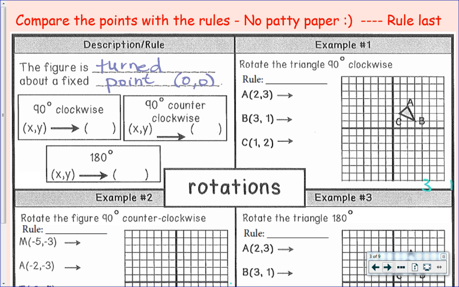Notice for a rotation, there are three rules. Notice we always start with our original. These are our original, okay? So let's look at a 90 degrees clockwise rotation. Okay, and let's see if you could come up with a rule. Let's see what happens with our x and y values. Okay, so go ahead and turn your paper over.